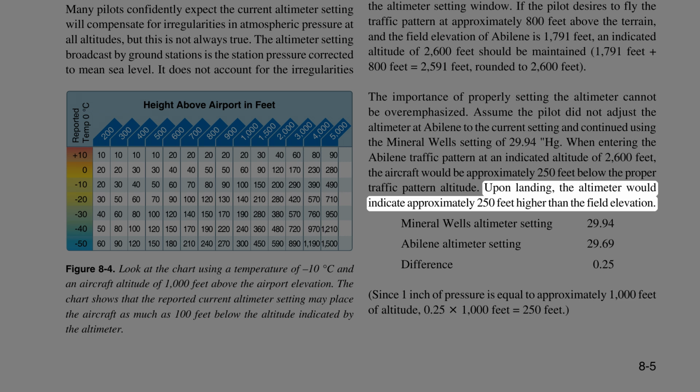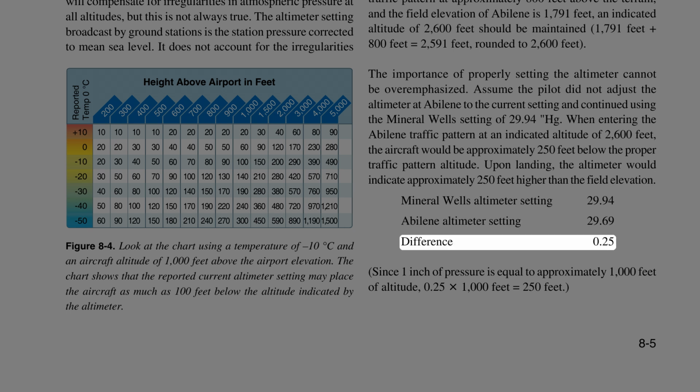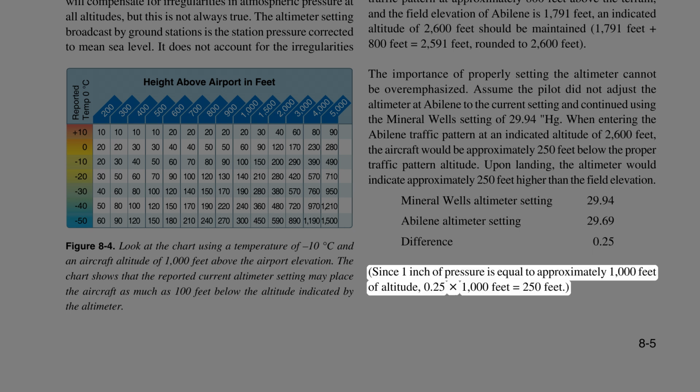Upon landing, the altimeter would indicate approximately 250 feet higher than the field elevation. Mineral Wells altimeter setting 29.94, Abilene altimeter setting 29.69, difference 0.25. Since 1 inch of pressure is equal to approximately 1,000 feet of altitude, 0.25 times 1,000 feet equals 250 feet.